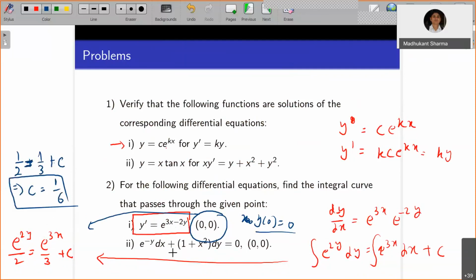Similarly for the next case also. You can arrange e power minus y with dy, and 1 plus x square with dx, and integrate both sides. At the end, the constant can be determined by fitting the initial condition. So y at 0 is 0 here. It may be different, 0, 1, or other points can also be the case.